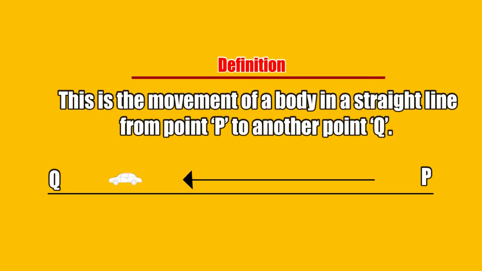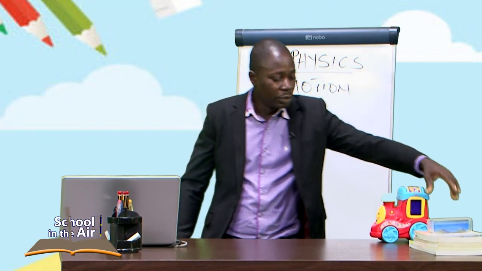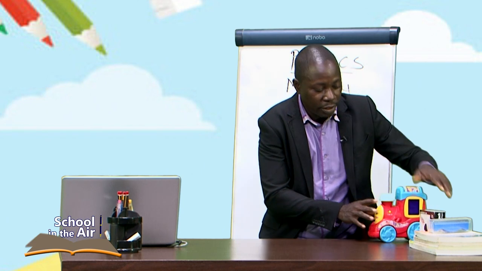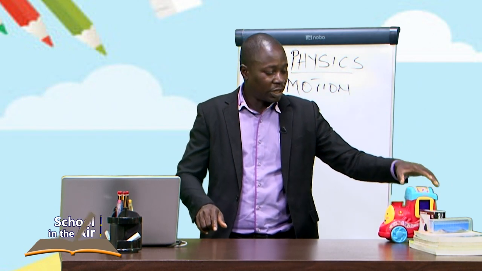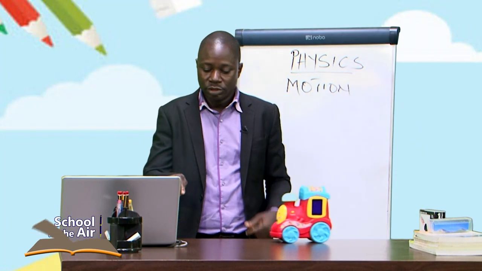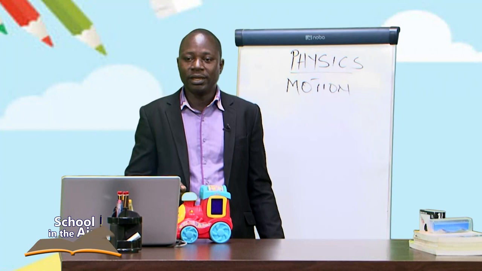Next, we'll be looking at translational motion. This is the movement of a body in a straight line from point, say, P to another point Q. Let's take, for instance, this car from this marker here to the laptop. The car will translate from here to here on a straight line. That is what we call translational motion.